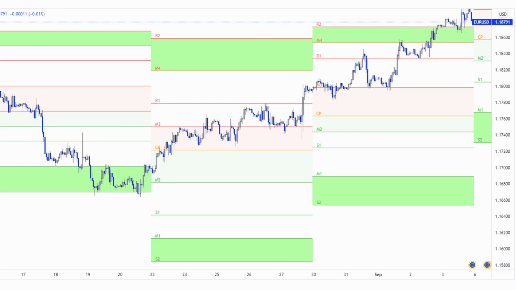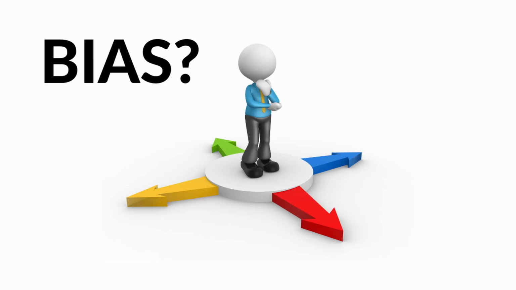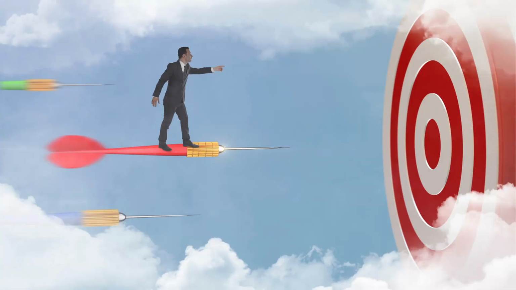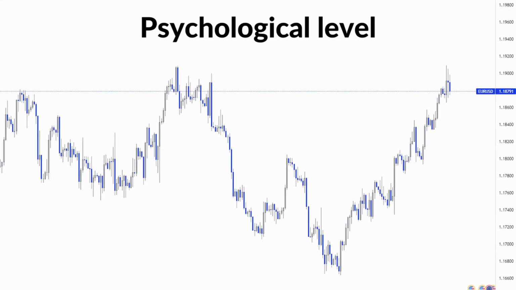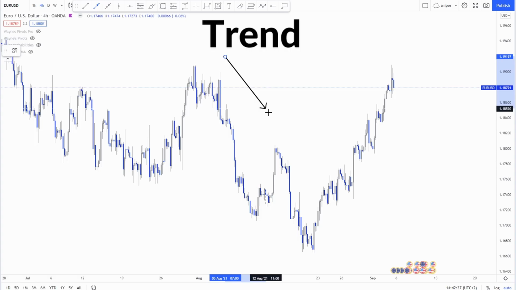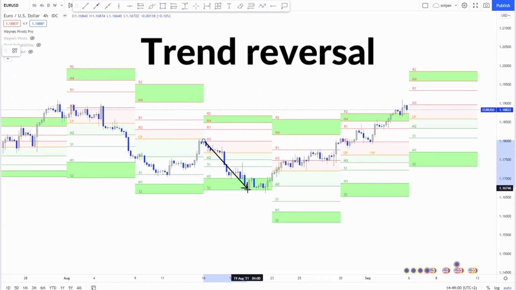To use this indicator, we firstly need to identify where we think the market is going to go. This is called your bias. How do you create your bias? This can be fundamental analysis, seasonal analysis, sentiment analysis, or just choosing a direction. The second thing you need to identify is psychological levels, round numbers like 1800 or 140, for example. You then need to identify the trend in the market, support and resistance, and potential trend reversal if you don't have the trend with you.